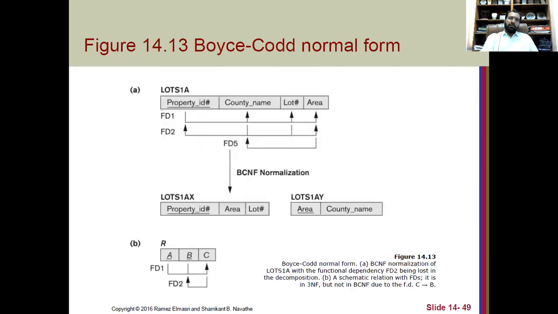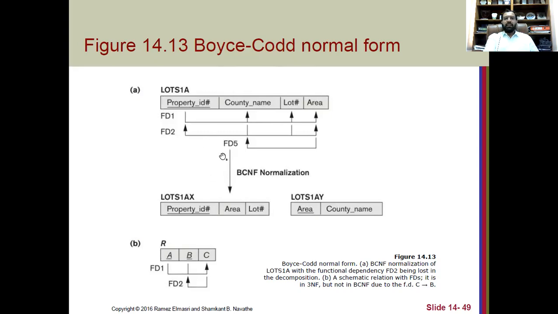So you can see in this relation as well. Here, property ID determines the county name, property ID determines the lot, and property ID determines the area. But county name and lot both determine area, and area can determine the county name. So here we have different kinds of functional dependencies. So how can we represent those values?